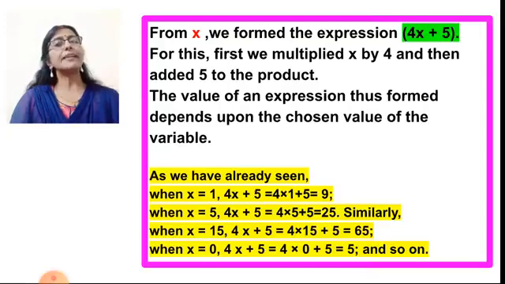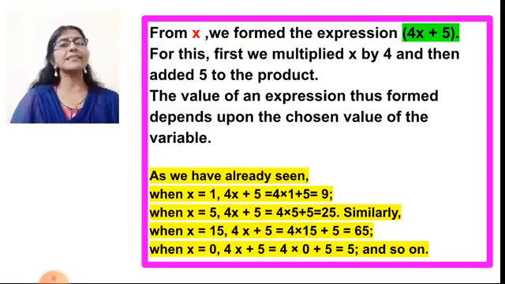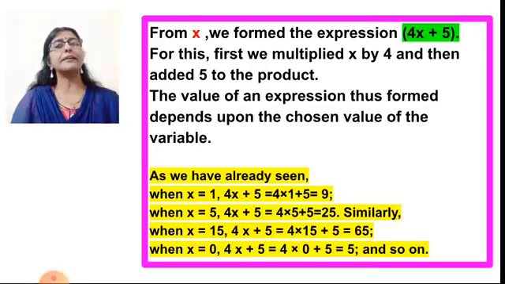Now when x is equal to 15, 4x plus 5 will become 4 multiplied by 15 plus 5. 15 fours are 60, 60 plus 5 is 65. So the value of the expression will be 65. Now when you take x is equal to 0, 4x plus 5 will become 4 multiplied by 0 plus 5. 4 multiplied by 0 is 0, plus 5 will be 5, and so on. So whenever you take any value of the variable, the value of the expression also will change.